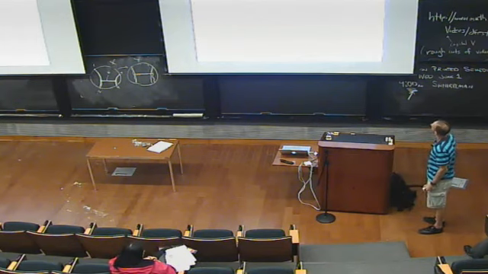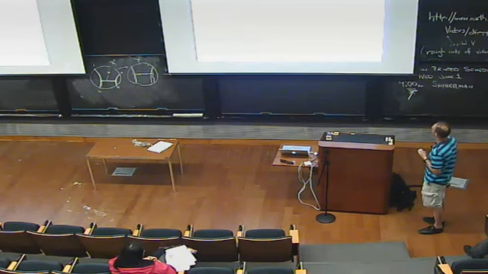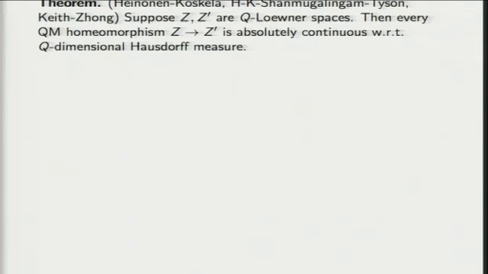Okay? Another fact that carried over, so there are different ways of completing this argument, so that's why I put up these other names. But if you have Q-Löwner spaces, then every quasi-Möbius homeomorphism is absolutely continuous with respect to Q-dimensional Hausdorff measure. So you take a set with 0 Q-dimensional Hausdorff measure, you apply this QM homeomorphism to it, you get something with 0 Q-dimensional Hausdorff measure.